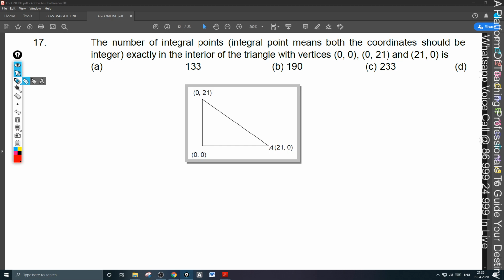What is the meaning of integral point? Both the coordinates should be integers, and strictly inside he is saying, that means 0, 0; 0, 21; 21, 0, these three should not be taken. Rest all can be taken. For your better understanding, I will show you one integral point.